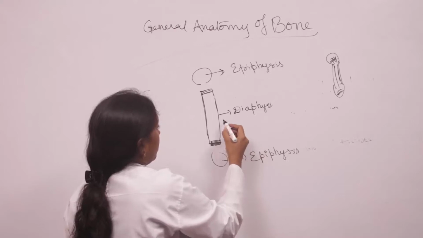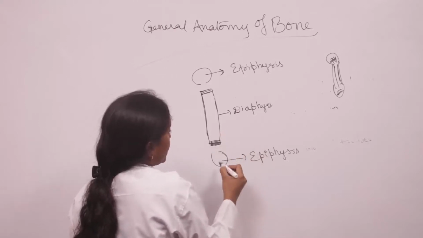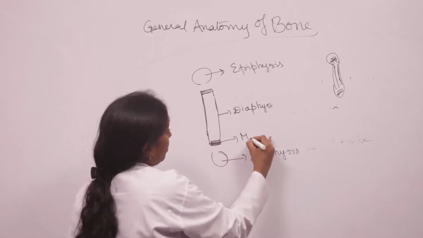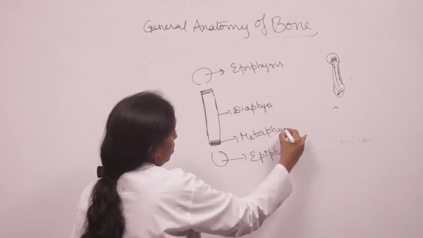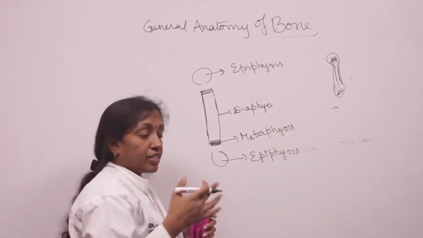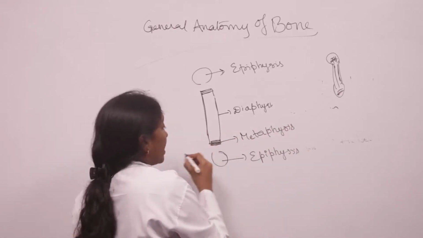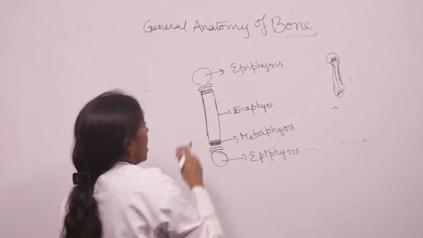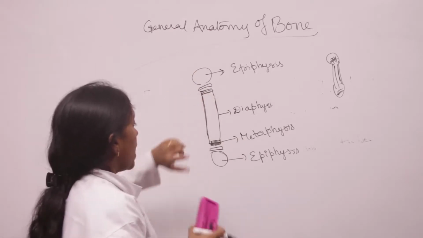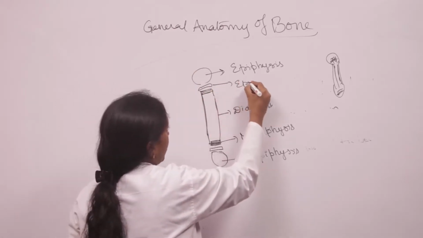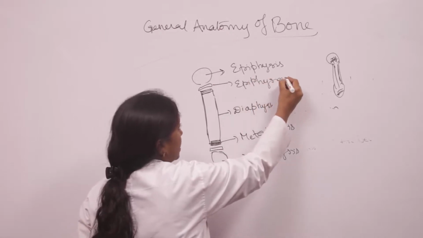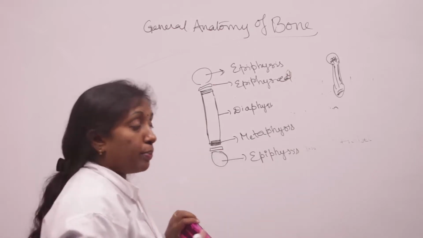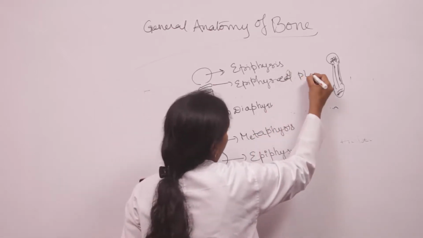And the epiphyseal end of the diaphysis, we call the metaphysis, where a high amount of growth can be seen. And the epiphyseal plate of cartilage intervenes between the metaphysis and epiphysis. This is the epiphyseal plate of cartilage. It is responsible for growth of the length of the bone.